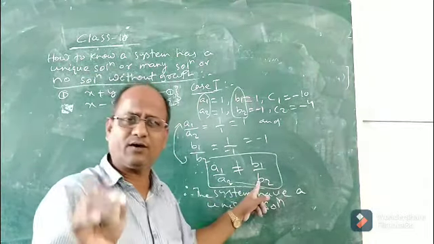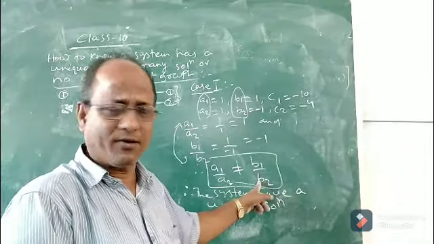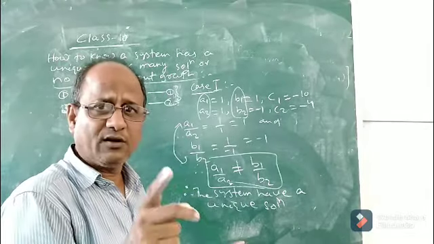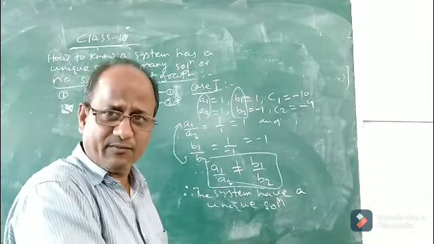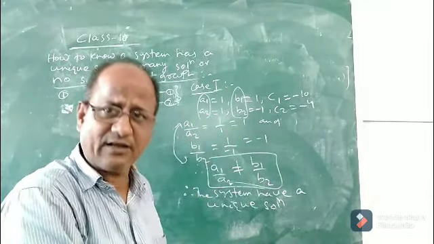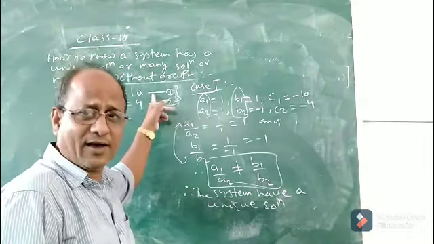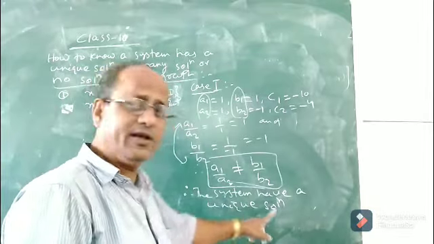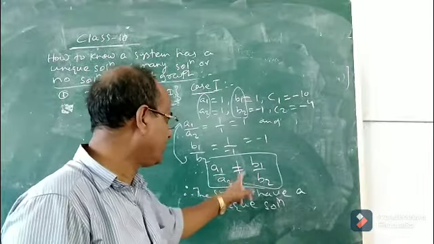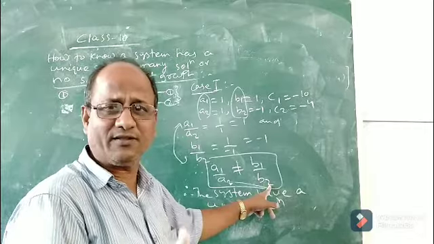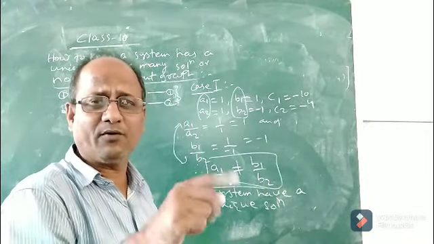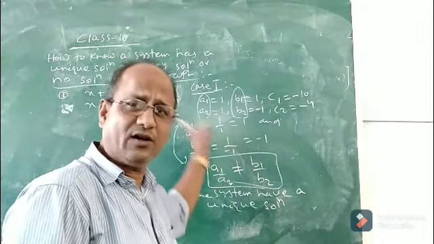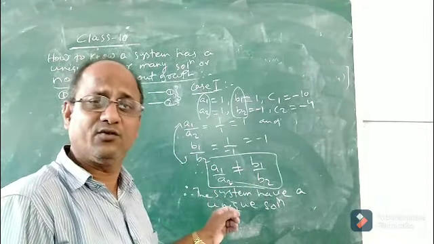So what I want to say, children, in case 1, you remember that for two lines to be intersecting, or for a system or a pair of linear equations in two variables to have a unique solution, A1 by A2 must not be equal to B1 by B2. That means the values of A1 by A2 and B1 by B2 should not be equal. If they are not equal, then only we say that the system has a unique solution.